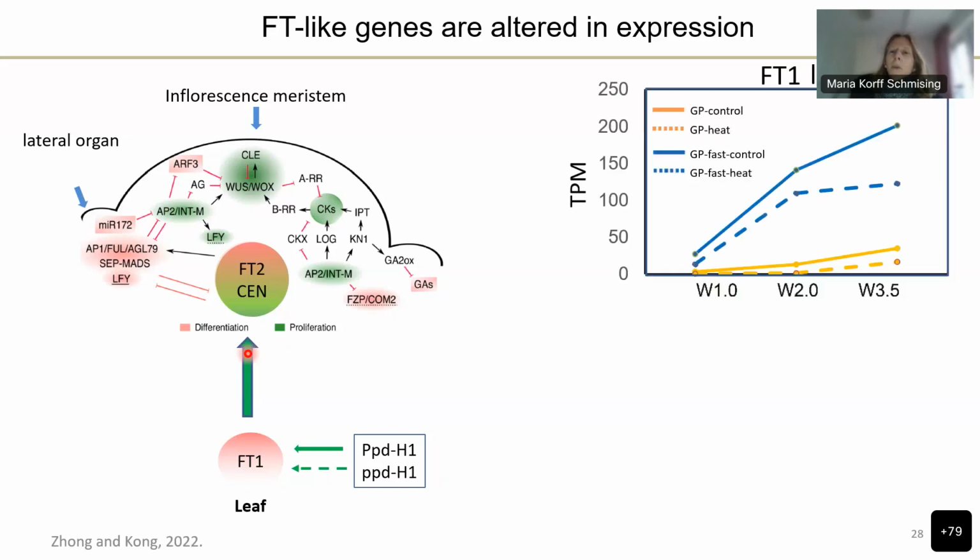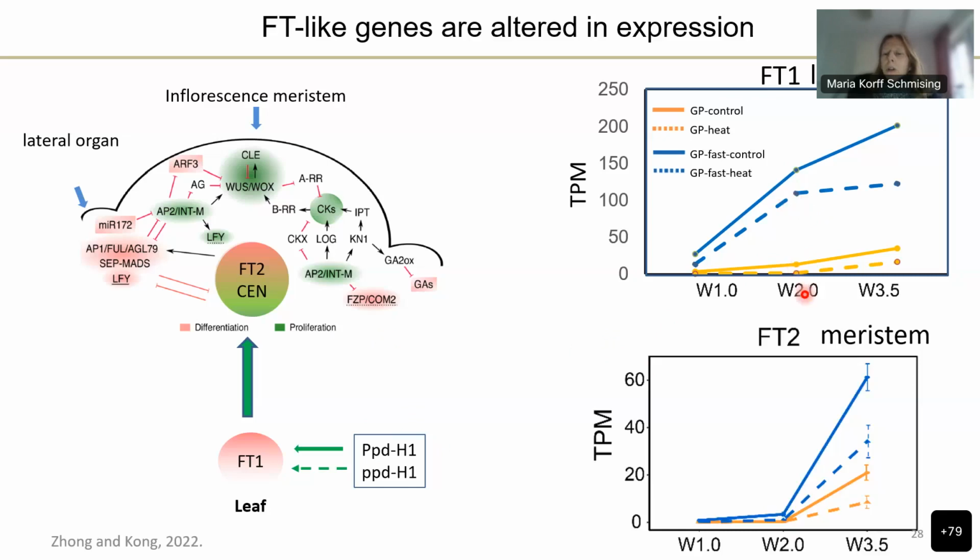So when we looked at FT1 expression in the leaf, just to start off with, there's a big difference between Golden Promise in yellow and Golden Promise Fast in blue, as was already shown. So that's dependent on the variation of PPD-H1. But then under high ambient temperature conditions, we could see that in both genotypes, FT1 is downregulated. And that downregulation actually correlates to a downregulation of FT2 in the meristem. So FT2 is expressed in the meristem. So we see here a strong response of FT-like genes, which we know are downstream of PPD-H1.